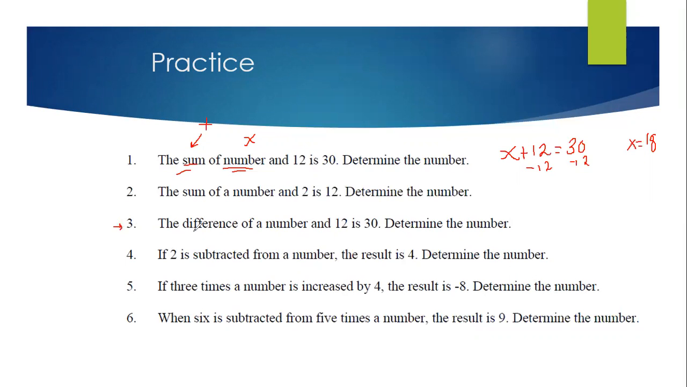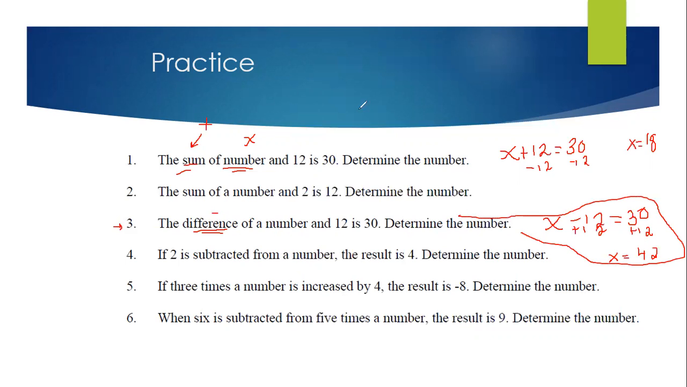It says the difference. Whenever I see that word difference, I know it's talking about subtraction. The difference of a number and 12 is 30. So the difference of a number and 12, x minus 12 rather. The difference of a number and 12 is 30. So now in this case, I'm going to add 12 to both sides. And I'm going to get x equals 42. So that's the answer for number 3. Okay? Let's look at number 5.